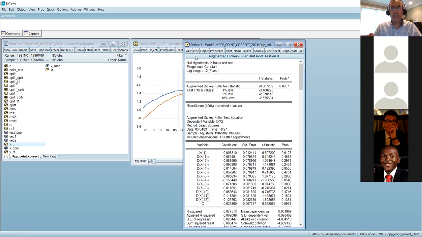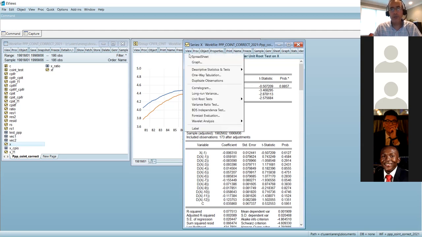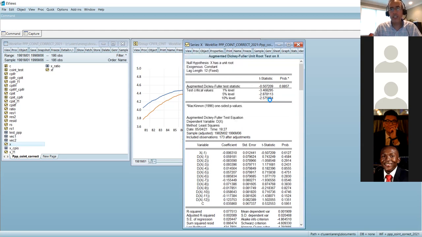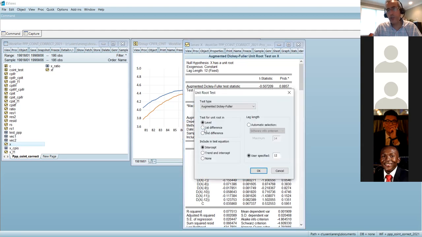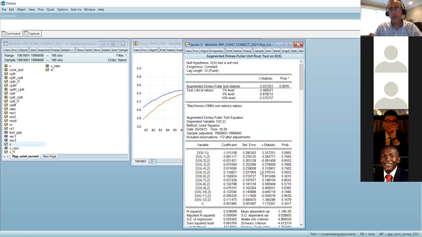So how do we do that? Let's do this again. View, unit root, standard. And then you see here, guys, first difference. Just click on first difference. Nothing else changes. Are you with me? Click. What is your conclusion now?